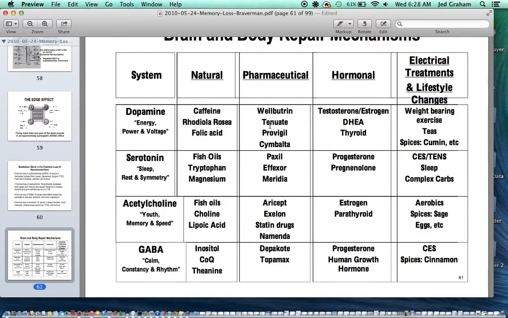But if you go over here to the right, there's also pharmaceutical. There's some medications that can help. And there's also hormone: testosterone, estrogen, DHEA, and thyroid. Also, there's some lifestyle and electrical things you can do, which is weight bearing exercise, teas, spices, cumin, etc. All right, the point of this is to kind of show you that you have choices. You don't have to just go purely medical with pharmaceutical. There's other things.